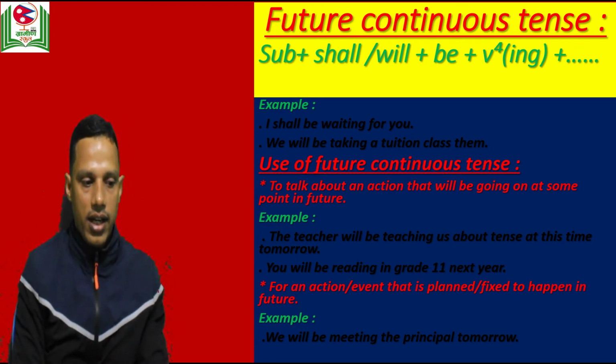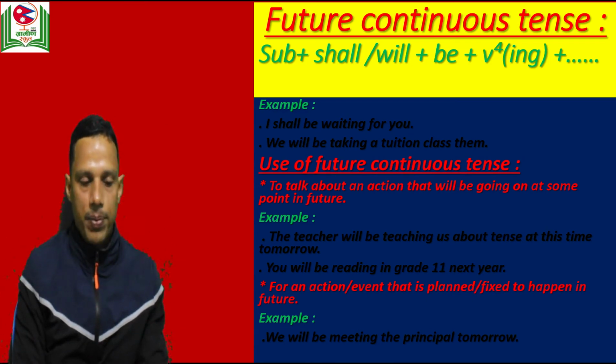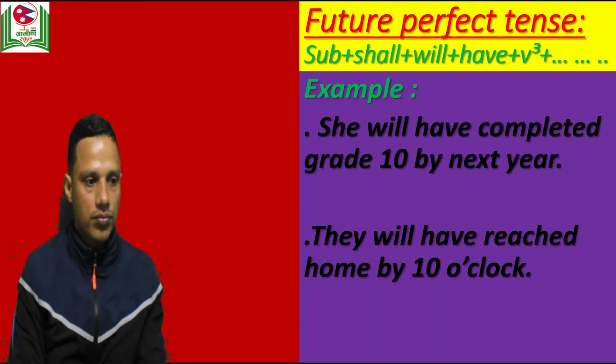Now the next condition: we use future continuous tense to talk about an action or event that is planned or fixed to happen in the future. For example, we will be meeting the principal tomorrow. Here, this sentence indicates that the action that is going to take place in the near future has already been planned or fixed at present. So in this condition also we use future continuous tense.